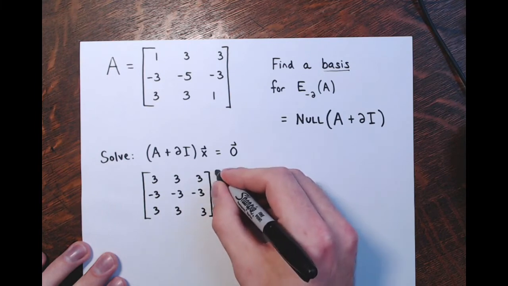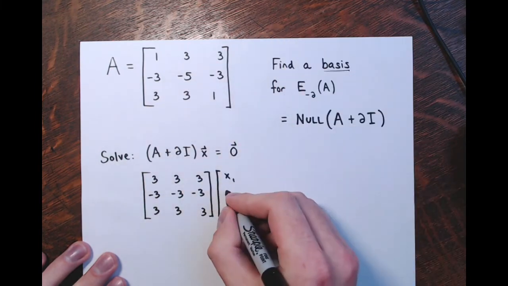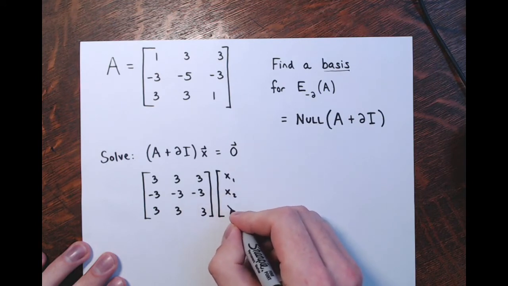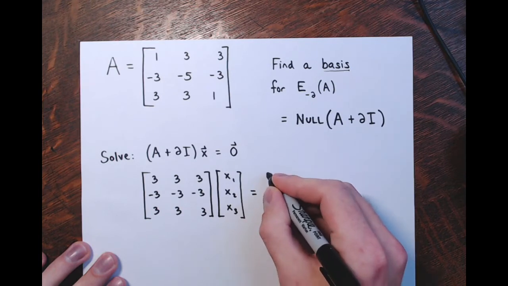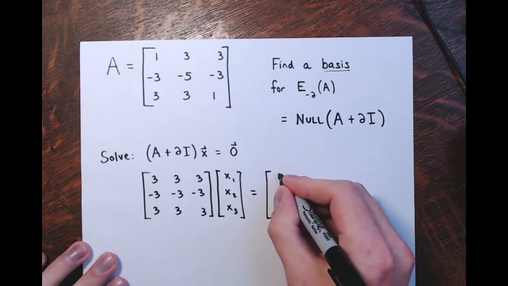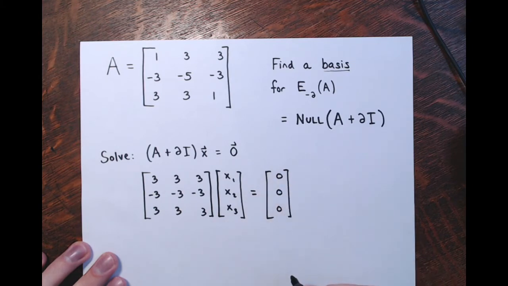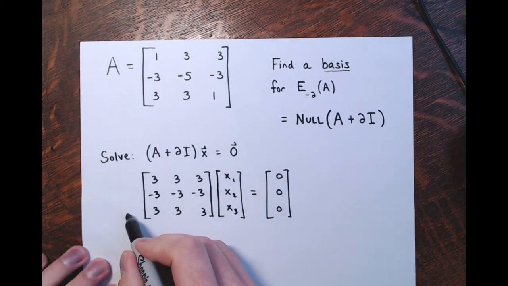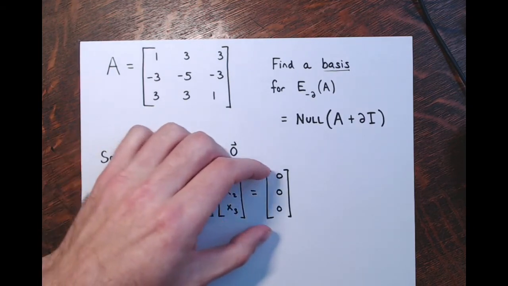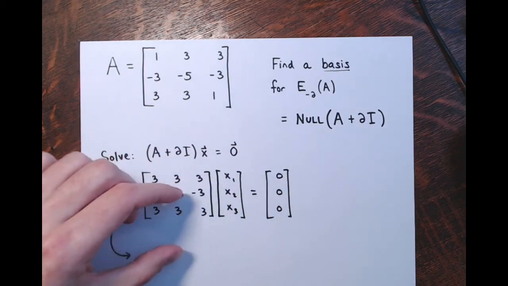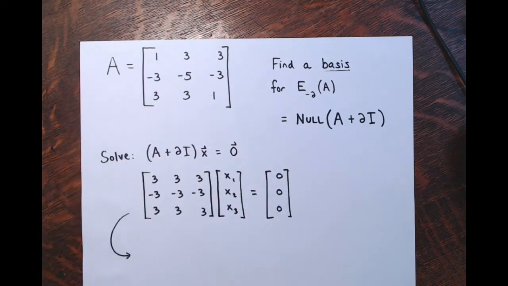Right, and my vector x would have 3 components. This is a 3 by 3 matrix. So say x1, x2, and x3. And I want this to be equal to the 0 vector. Okay, and then now what I'm going to do is augment the matrix, have this coefficient matrix on the left, the column of zeros on the right.